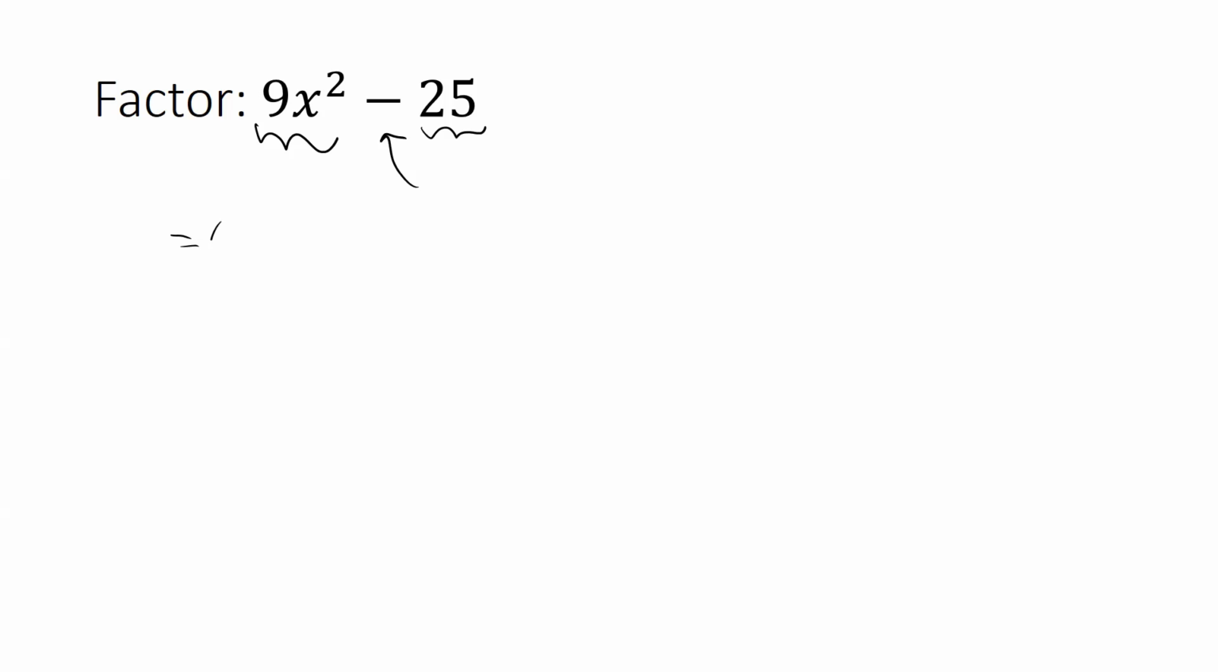The difference of perfect squares always factors to the perfect square of the first term, which in this case is 3x and 3x, the perfect square of the second term, which in this case is 5 and 5, and since it's a difference, you want a plus and a minus.